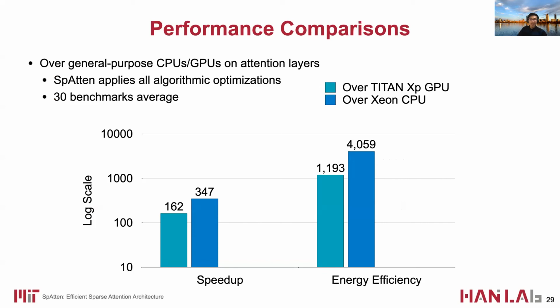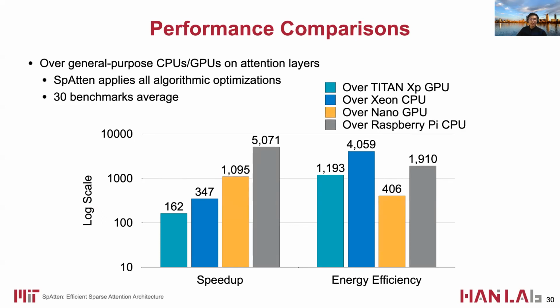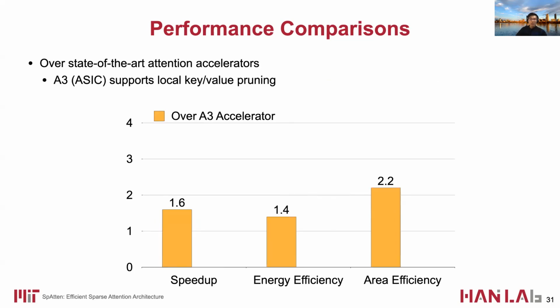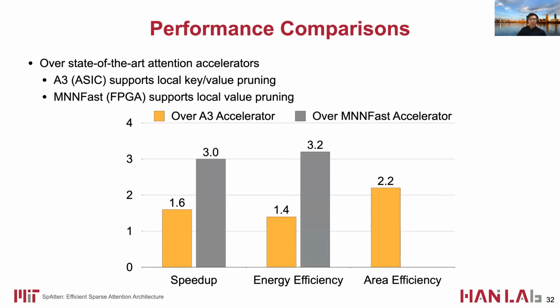We compare the latency and energy with general-purpose CPUs and GPUs. Over server-level CPUs and GPUs, we can have 100 to 300 times speedup and over 1,000 times better energy efficiency. Over edge devices such as Nano GPU and Raspberry Pi, we have more than 1,000 times speedup and up to 1.9 thousand times energy savings. We also compare SpAtten with state-of-the-art attention accelerators. A3 is an ASIC design with support for local key and value pruning. We have 1.6x speedup and 1.4x energy savings. MNNFast is an FPGA design with local value pruning support, and we have around 3x speedup and energy savings.